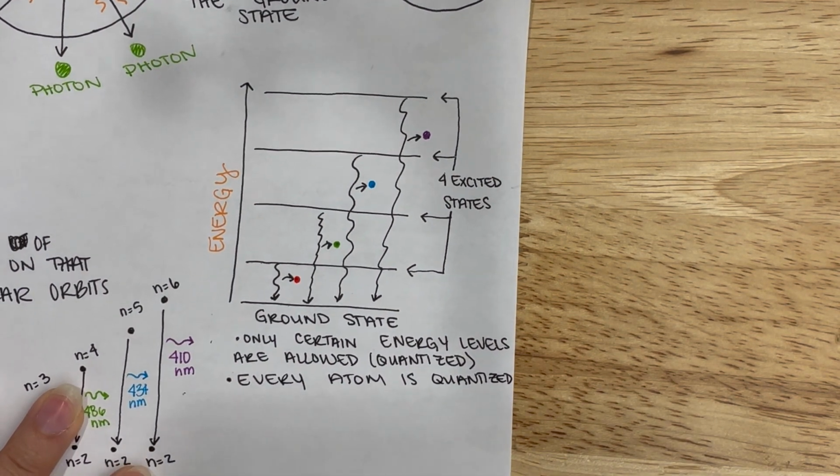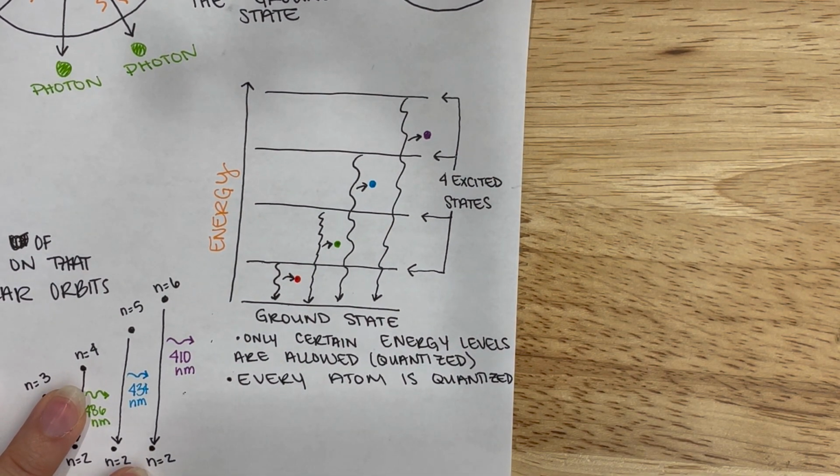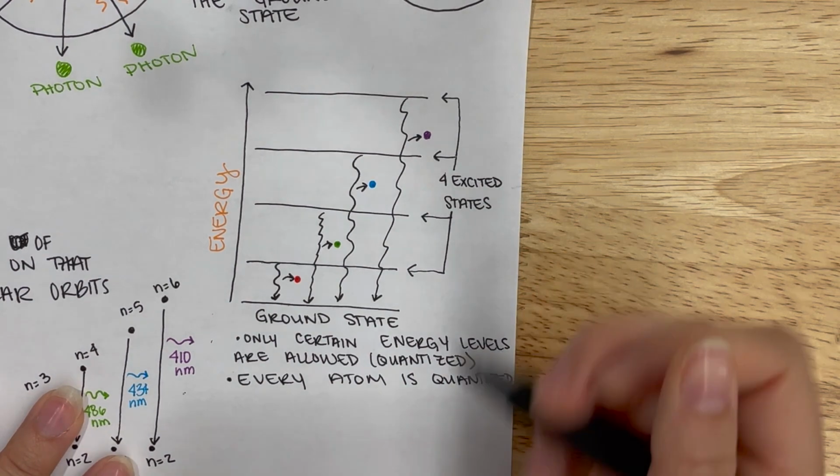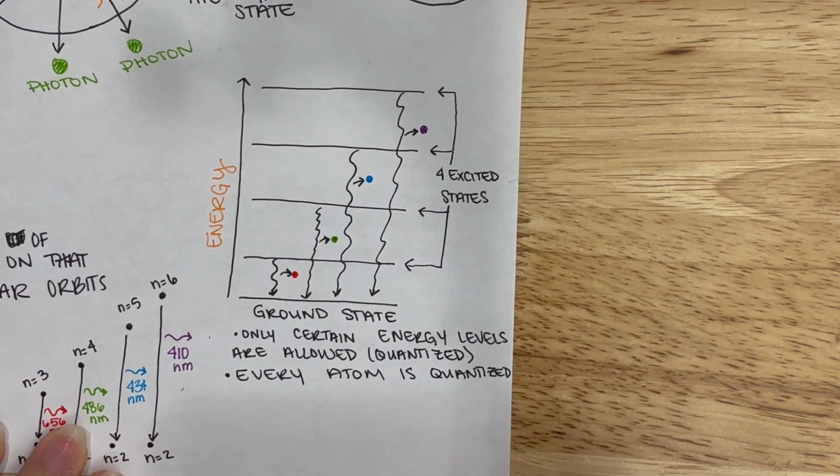Right? So sometimes each of our individual elements have different levels that they're allowed to go to, which is how Bohr was able to look at the different spectra, right?